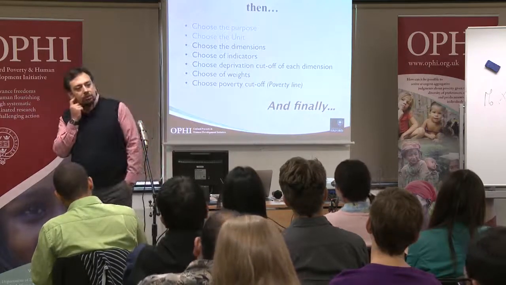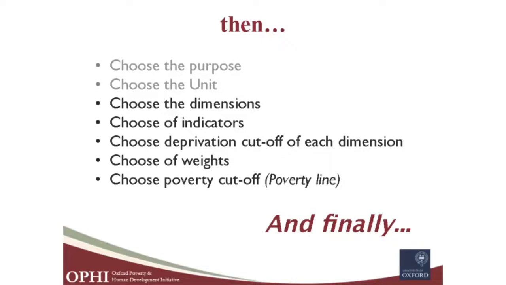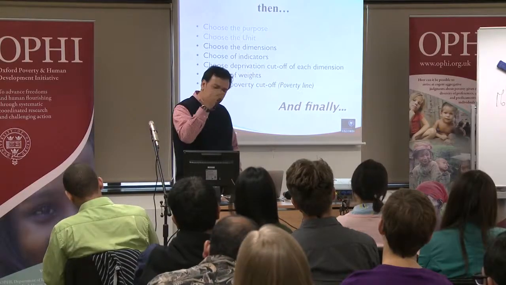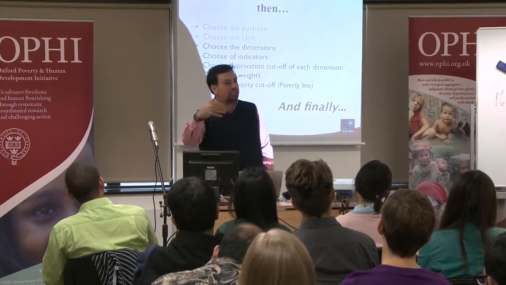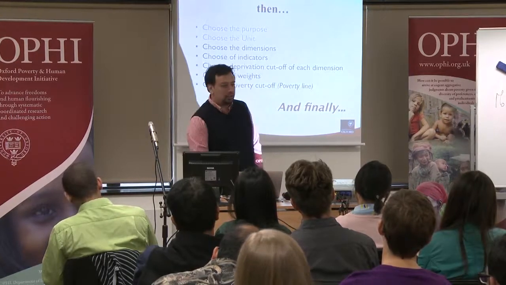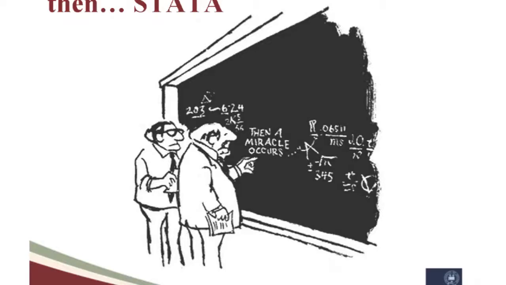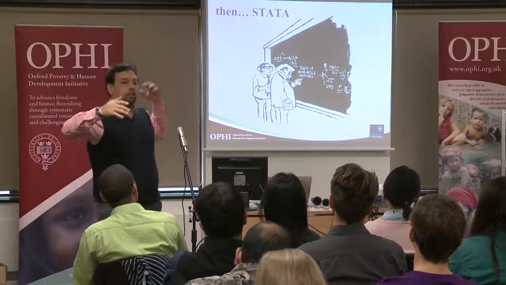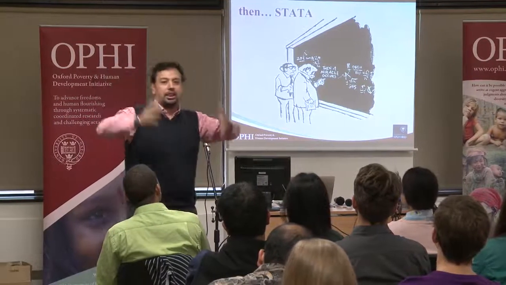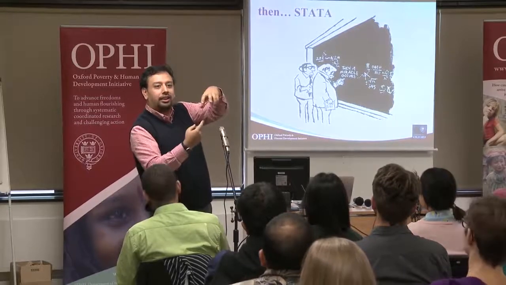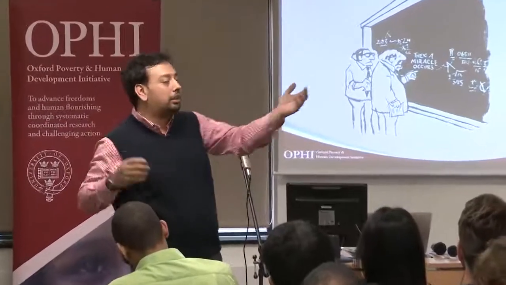But after that, we moved quite quickly to the selection of dimensions, indicators, deprivation cutoffs, weights, and the poverty cutoff. And we were talking, no, I think education should be 6 years, no, 7 years, 8 years, 9 years. And we moved that to Stata. Something happened. We took all the decisions. We said, these are our units, these are our dimensions, indicators. We put everything in a blender, and we got a number.